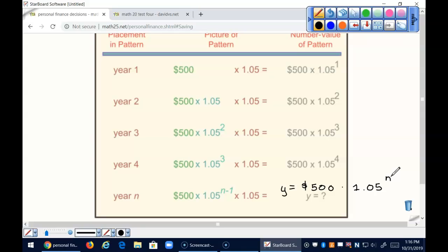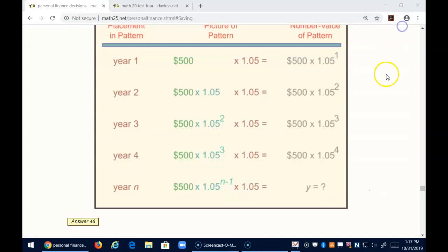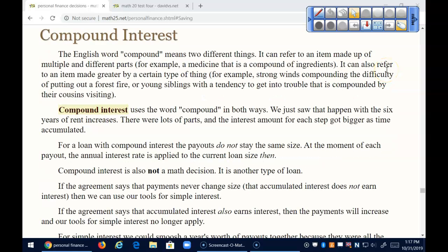So what we just did is reinvent the compound interest formula. So let's look at that. The English word compound means two different things. It could mean an item made up of lots of parts, like a medicine that's a compound of ingredients. Or it could be when something is made greater, like the strong winds compounding the difficulty of putting out a forest fire. And compound interest is both. Different things are being put together, and they're making this exaggerated effect.